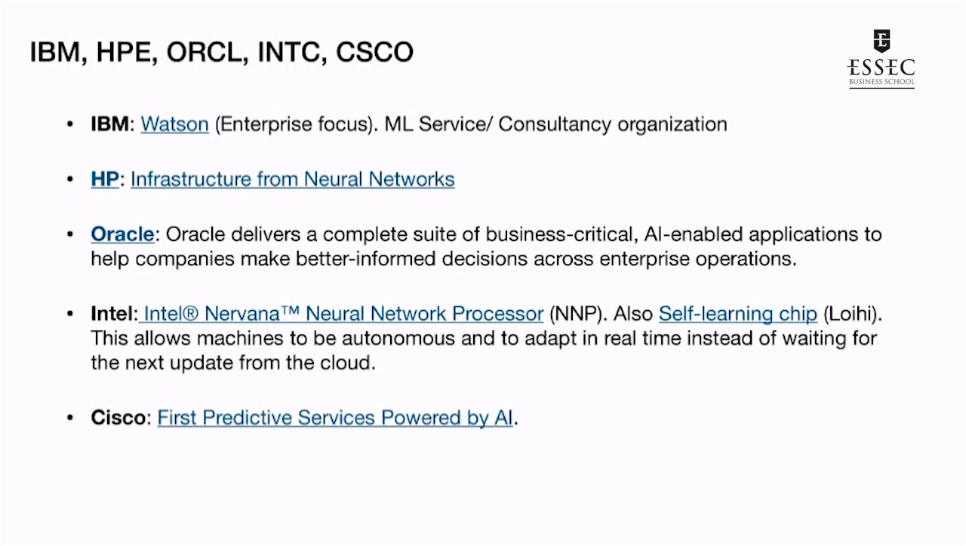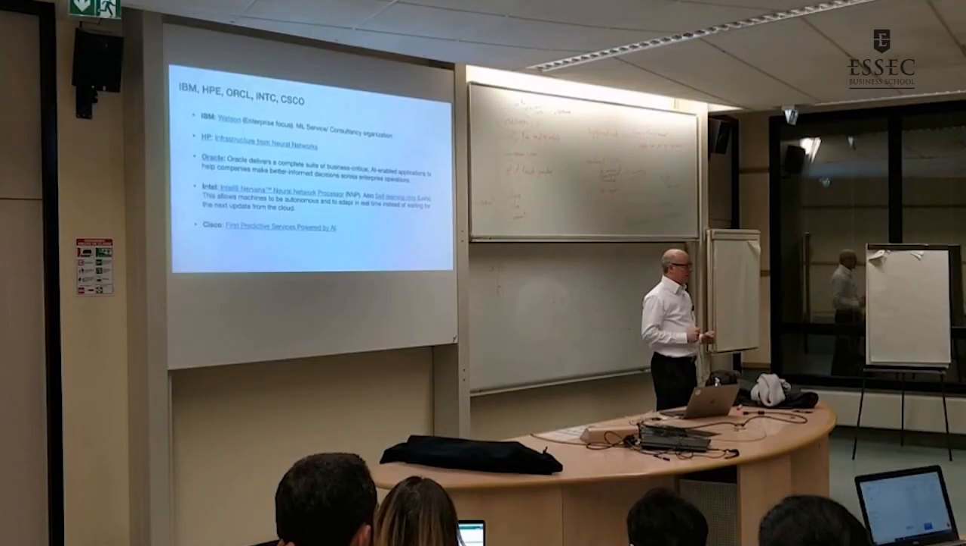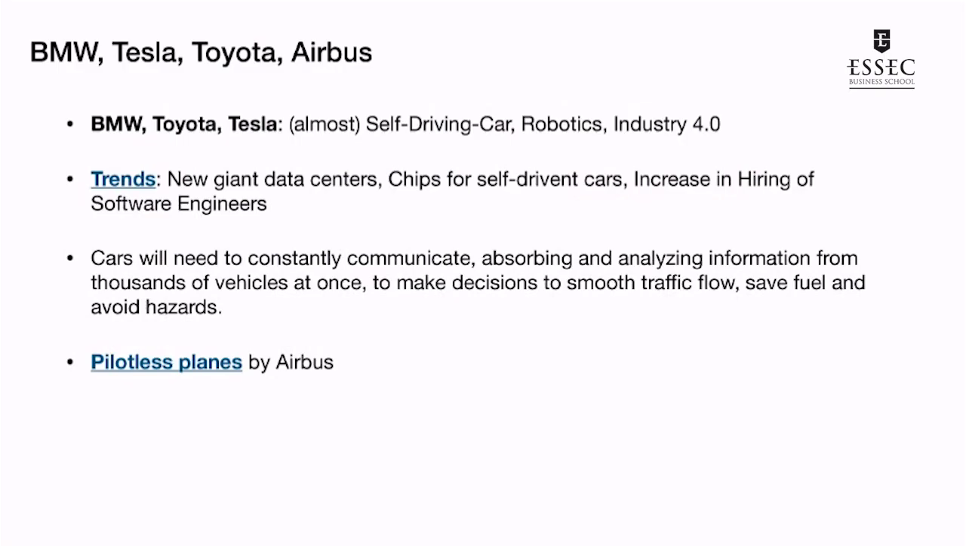So for example, you have Intel, which has a neural network processor with self-learning chips, etc. Cisco first predictive services powered by AI for its networking gears. So this is an enterprise application as well to do predictive maintenance. These are important mission critical applications.